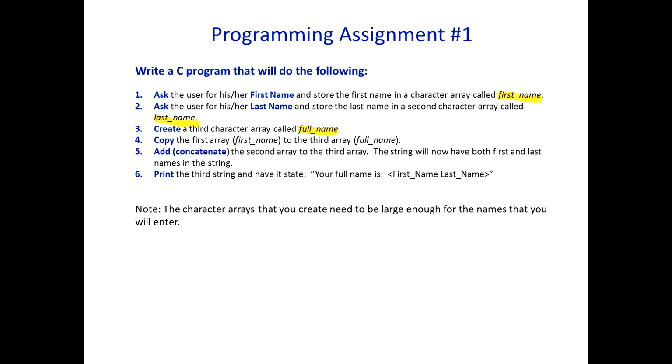Okay, so the person will enter their first name, their last name, but you're going to create a third array that has both the first and last names in there. So you need to use the string copy function, and you'll need to use the string cat function to concatenate it. And then what you'll do is actually print out the third string and have it state your full name is, and then have both the first and last name printed out coming from the third character array, and you'll be using just a single %s to print that out. Okay, and when you create these arrays, just make sure they're big enough that they can hold pretty long names. Okay, so that's the first assignment you'll need to do.